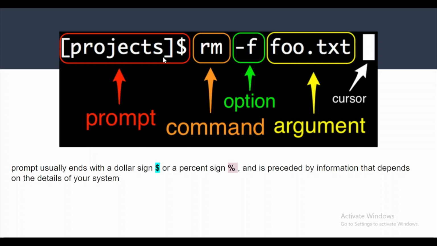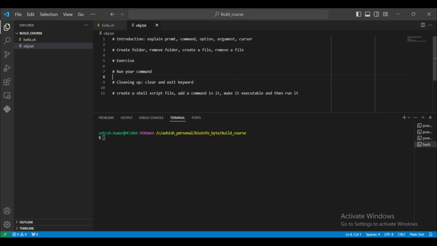So we will see this with an example in VS Code. Before that, we can directly go to VS Code. Here, we will see how you can launch your terminal. So let's quickly go.